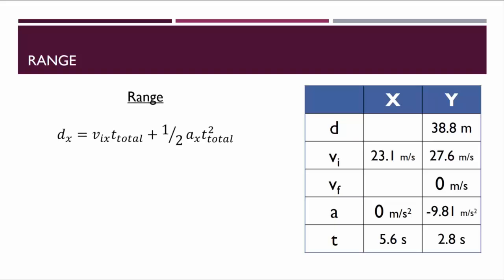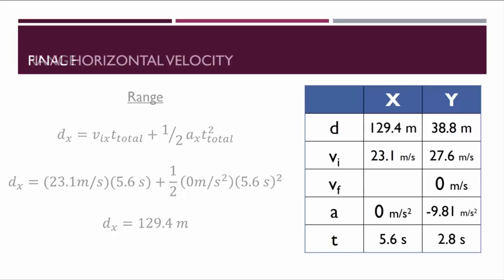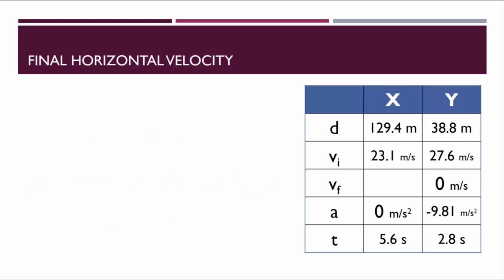Once again, we'll use our UAM equation. You see this time that I have x in the subscript. We'll plug in our initial velocity, our acceleration, and our time, and we'll find that the range of this ball was 129.4 meters.